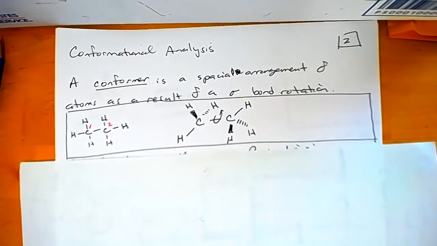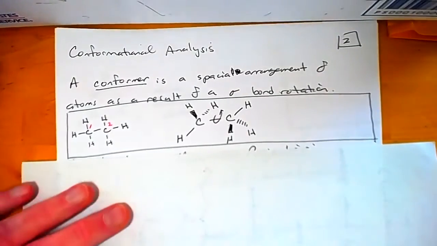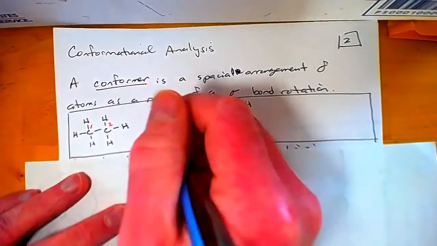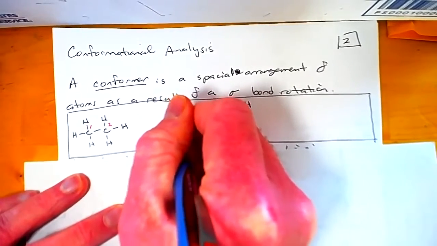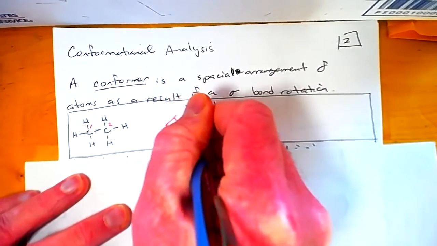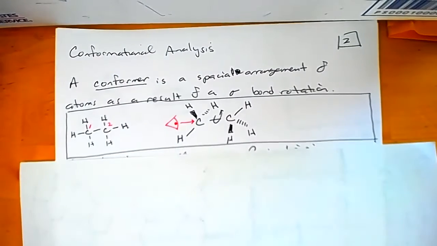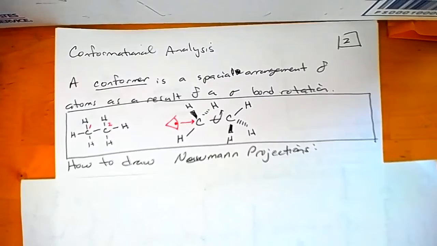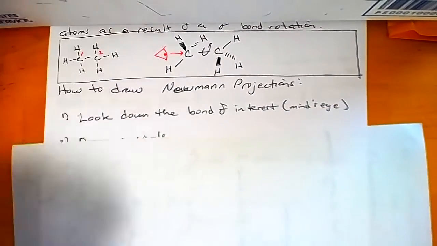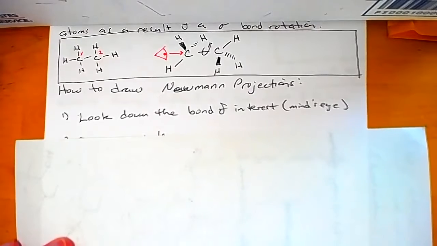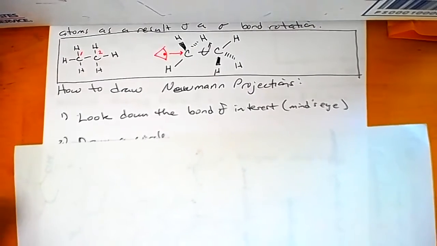Now, even drawing it out this way, we're studying what's going on with this sigma bond right here. There's another way that we can view this, and this is where I'm going to use what's called the mind's eye. We're viewing what we would see if we were looking down that bond right there. The way we represent these is by doing what's called Newman projections. A Newman projection is where you look down the bond of interest using your mind's eye.